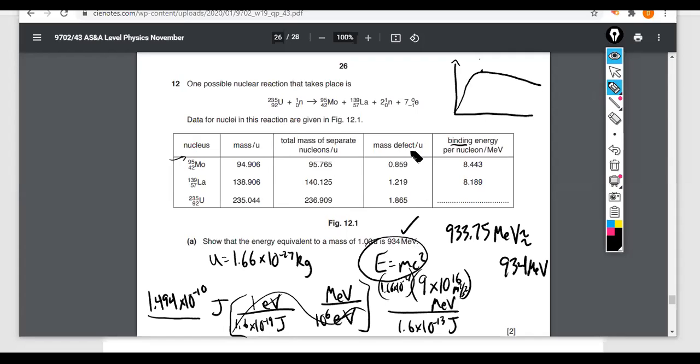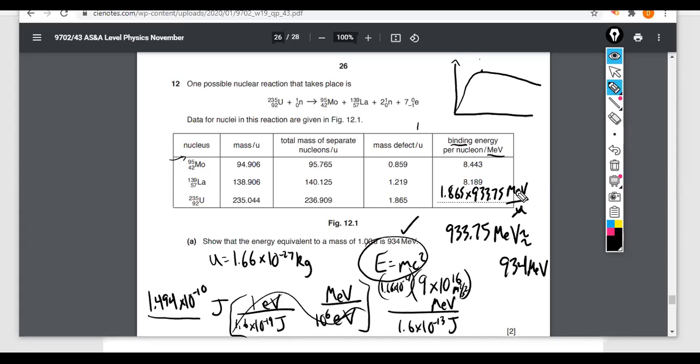That's the mass defect. To get the binding energy per nucleon in mega electron volts, we're going to multiply this by 934. Or actually, let's do it by 933.75, right? Because they've already told us what one unified atomic mass unit is in terms of this energy. So we can just use this now as a conversion. So I'm going to take 1.865 unified atomic mass units times 933.75 mega electron volts per unified atomic mass unit.